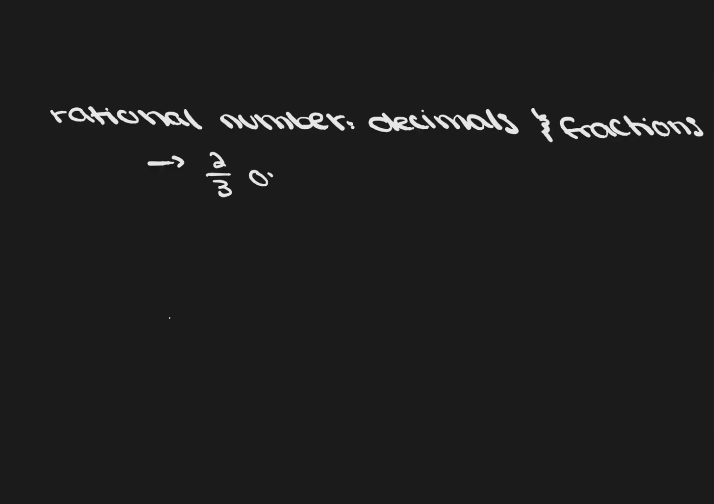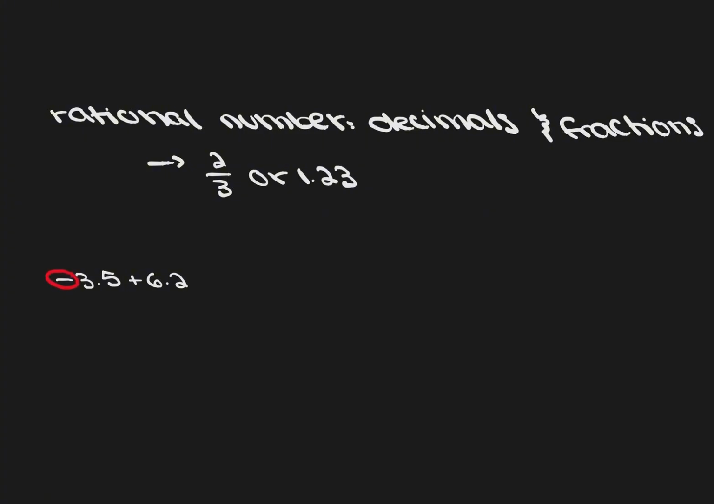Well, rational numbers are decimals and fractions. This means that 2/3 or 1.23 are rational numbers. Let's do an example with rational numbers. Say we have negative 3.5 plus 6.2.